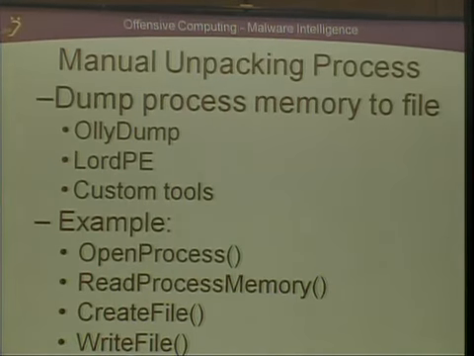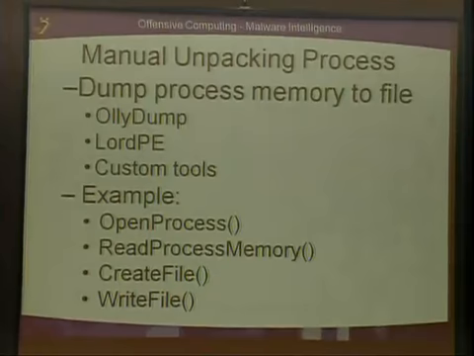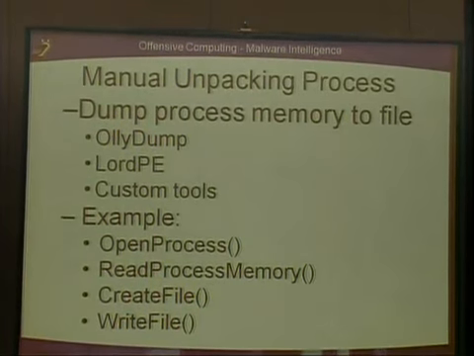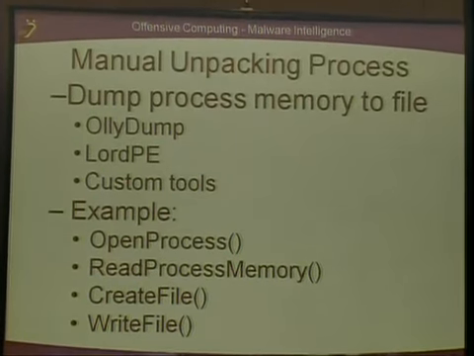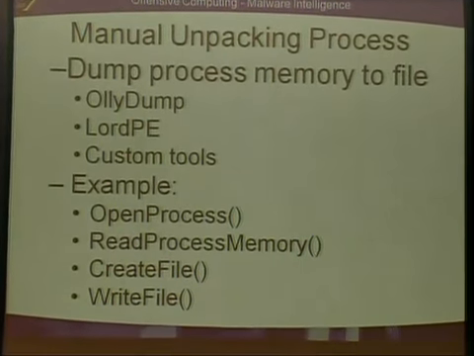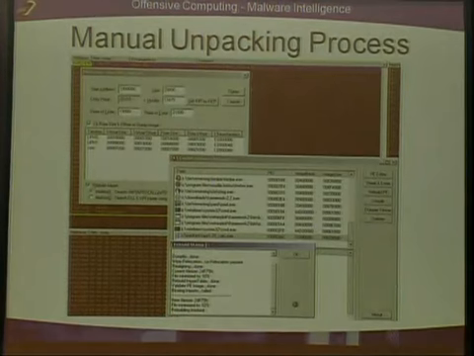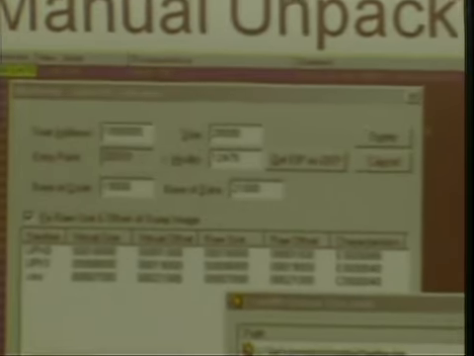Okay, so the next stage in the process is dumping the process memory to a file. There are a few tools for this. I like OllyDump and LoadPE the best. Sometimes one doesn't work quite right, so I use the other one. You could write your own custom tools, which we've done in the past. This is basically some pseudocode of how to do it. Open up the process, read the memory, write it to a file. It's pretty straightforward. And here's a screenshot of some tools dumping it.